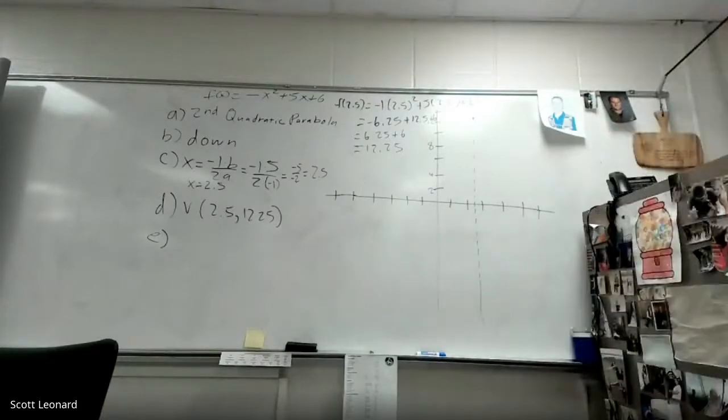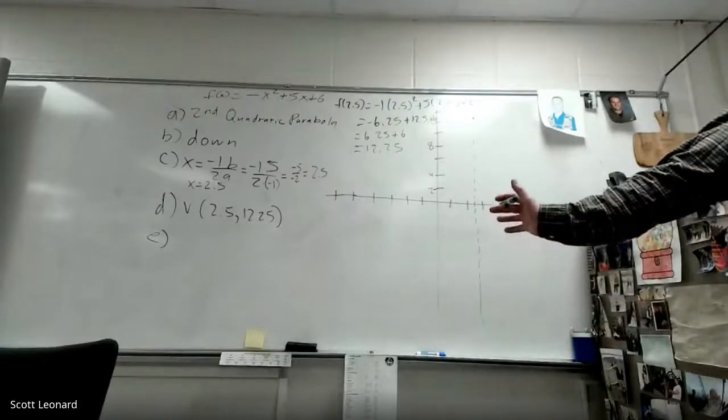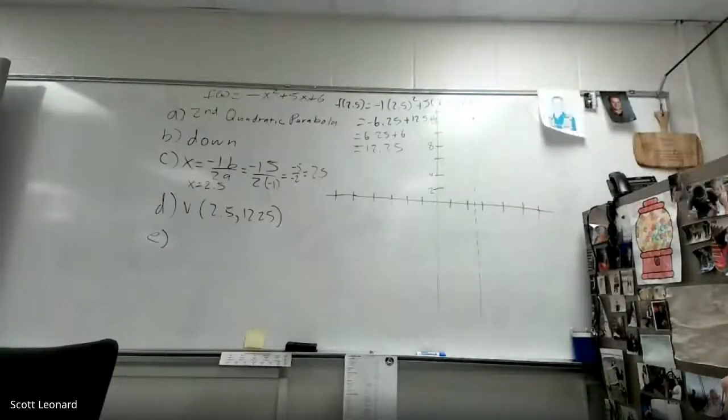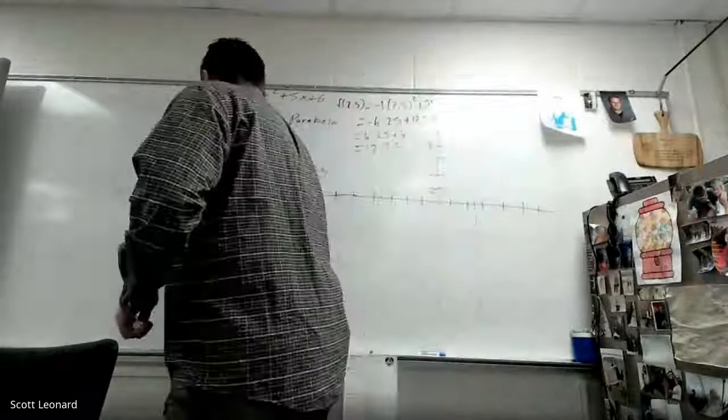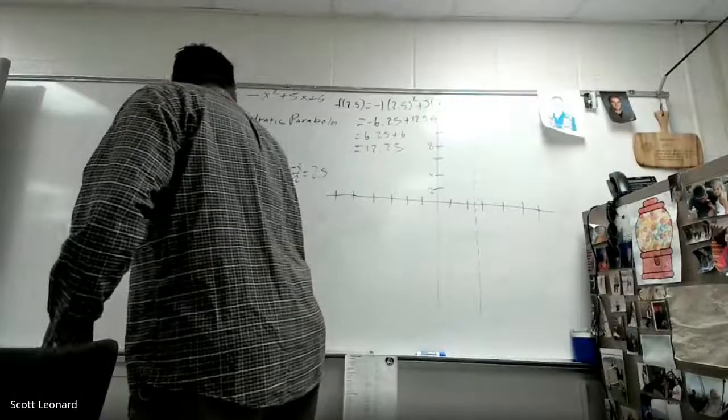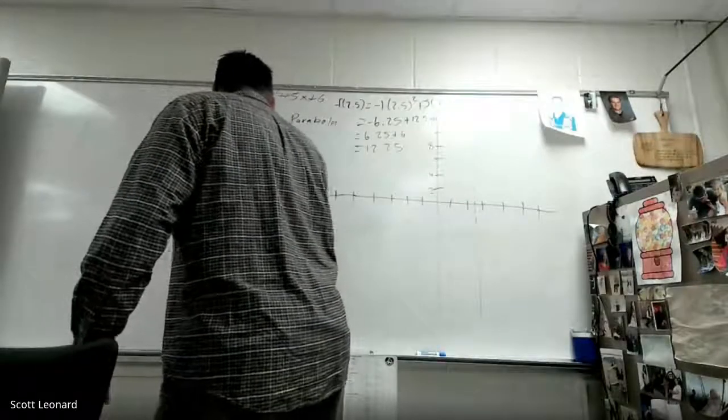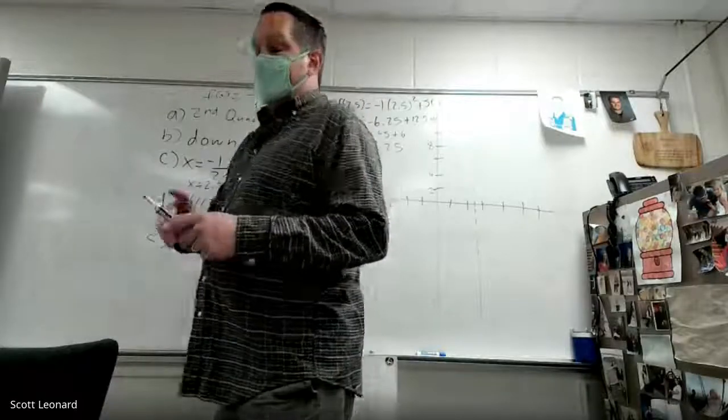How do I find the y-intercept, guys? No work to show. Just look at the equation. What's the y-intercept? It's the c value right here. C value. And we label it as (0, 6). If you just write down the number 6, we're going to have an issue.